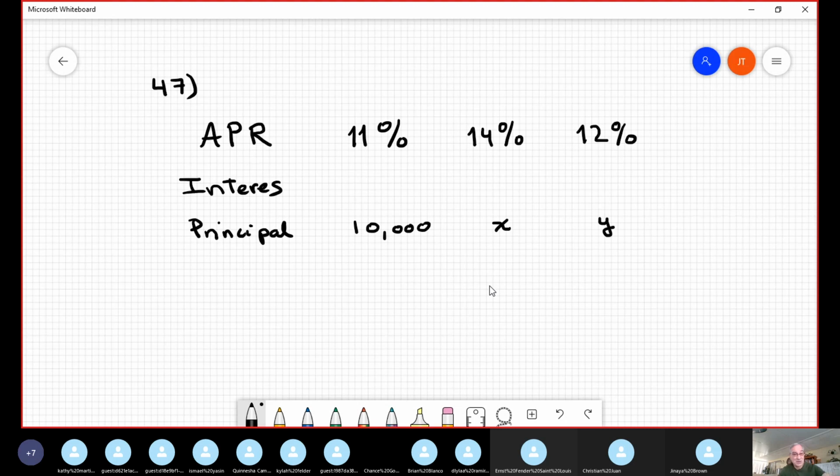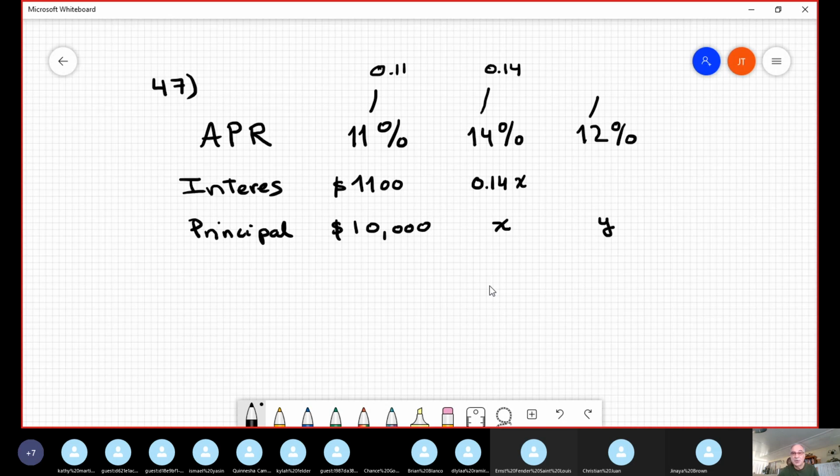This interest is easy. You put in the calculator 0.11. So you convert 11% to decimal. 0.11 multiplied by 10,000. And the answer is 1100. This is interest. This is principal, total. Likewise, the same formula, 14% in decimal is 0.14, and you multiply 0.14 by X.